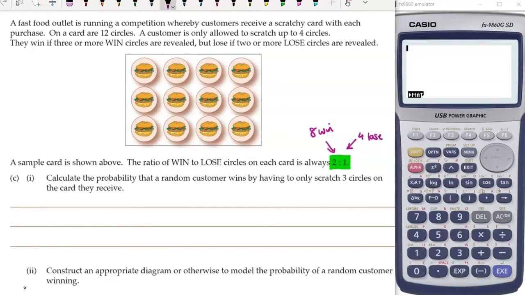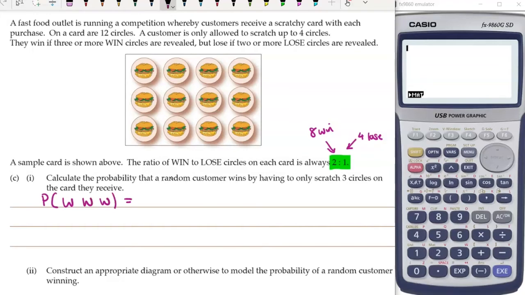Now, to get a win, we need to have 3 or more win circles revealed. We can only scratch up to 4. We want to calculate the probability that a random customer wins by only having to scratch 3. So basically, they get it in their first 3 scratches. So what's the chance of that? Them finding 3 wins in a row. So probability of win, win, win.